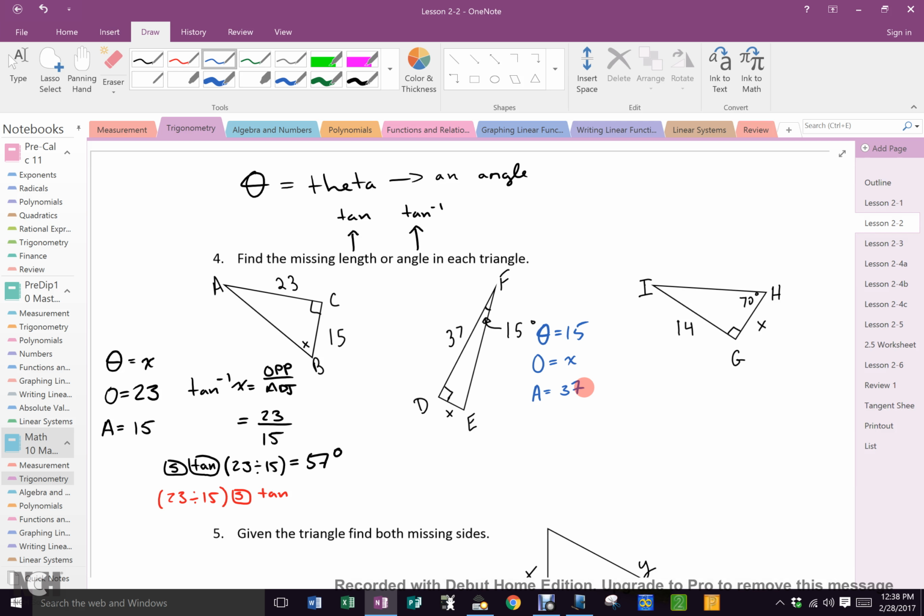Now we follow the rule. Do I need a side or an angle? Side. So am I using tan or shift tan? Just tan. Tan theta always equals opposite over adjacent, correct? Well, what's theta? Tan of 15 equals opposite x over adjacent, 37. Now we got to do algebra. What gets rid of divided by 37? Multiply. So I got to do 37 times tan 15. And I get my answer.